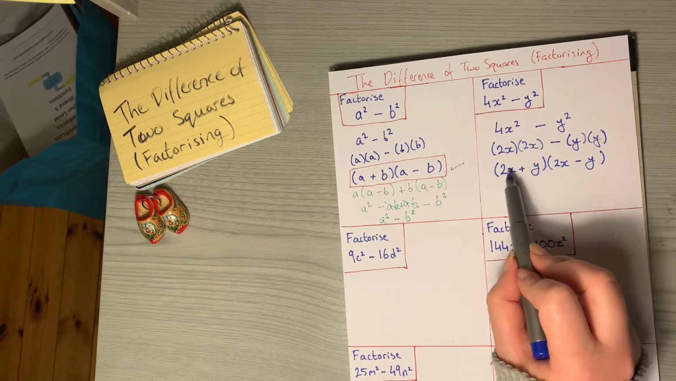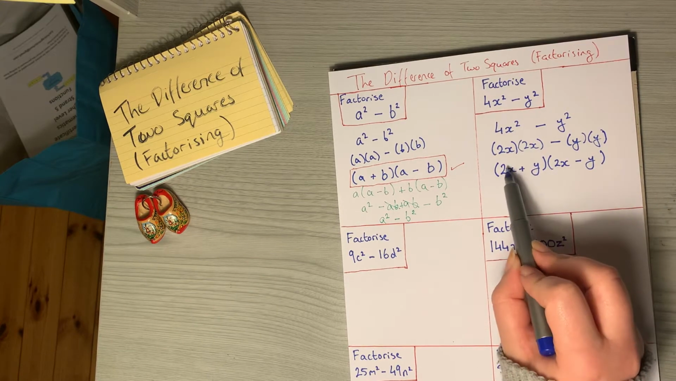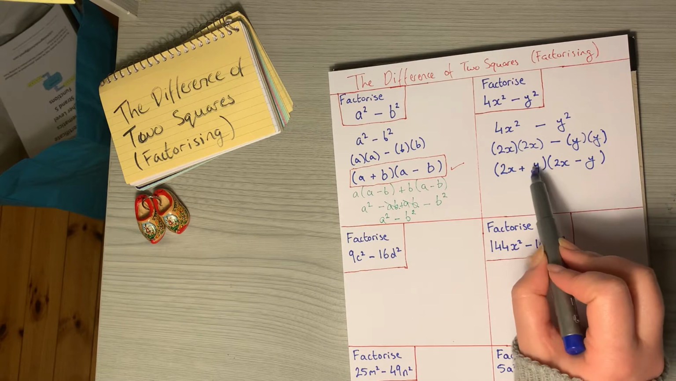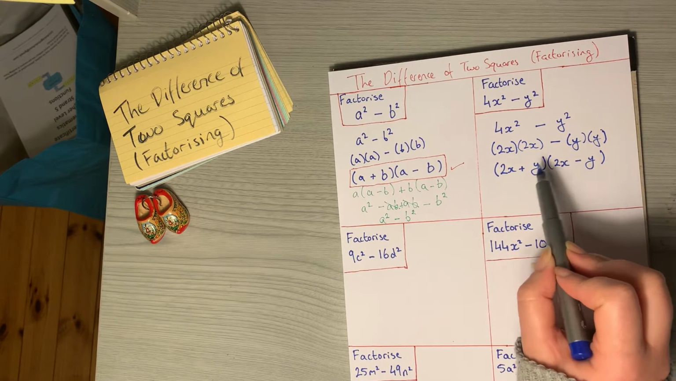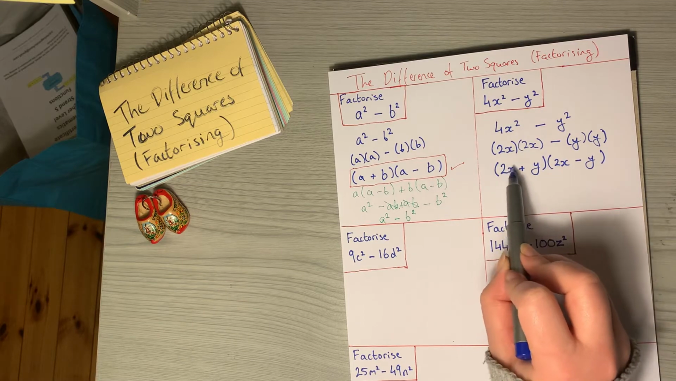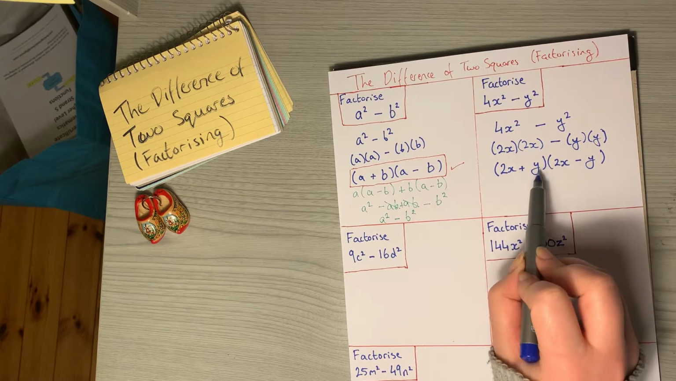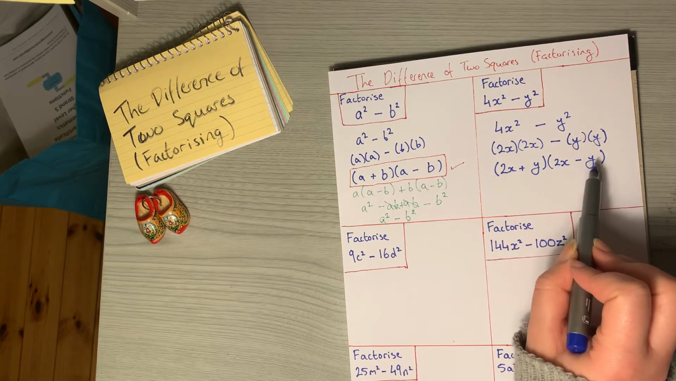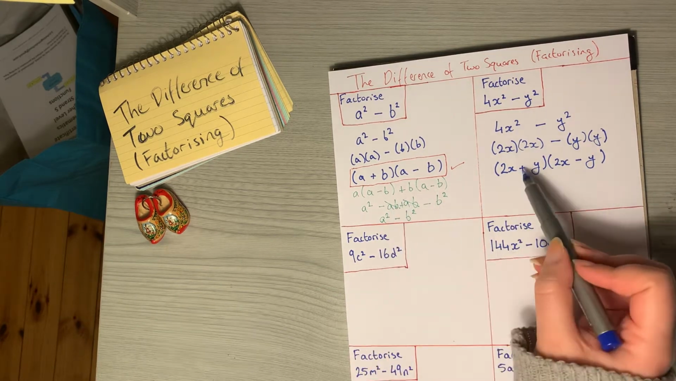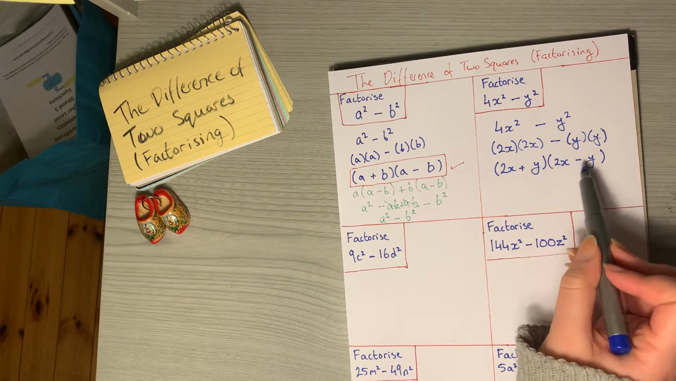So what's going to happen is we'll get a 2x times a minus y, which will give us a minus 2xy, and then we'll get a plus y times a 2x, which is a plus 2xy. So those middle terms will cancel out and they'll only leave us with 2x times 2x and y times minus y. And we saw that here, so our middle terms cancelled out here because one of these is plus and one of these is minus.